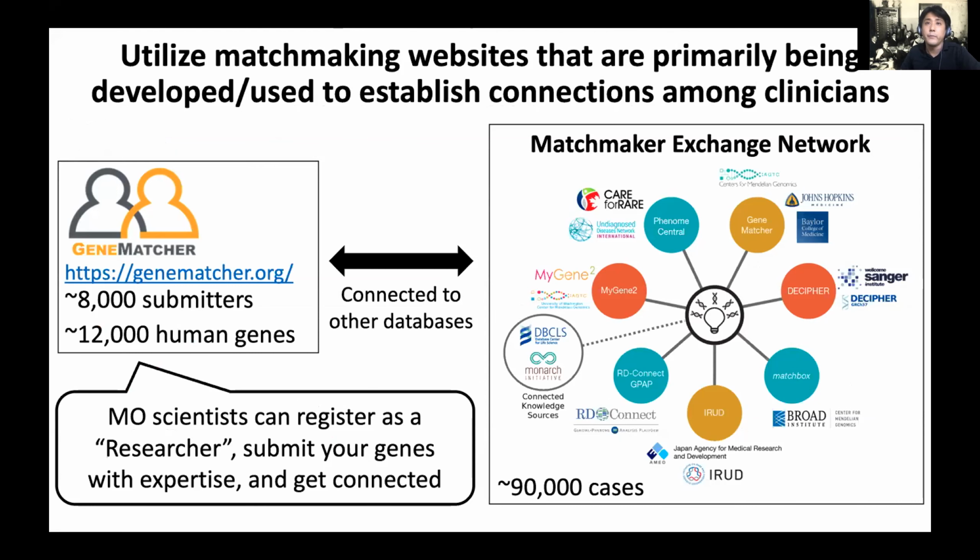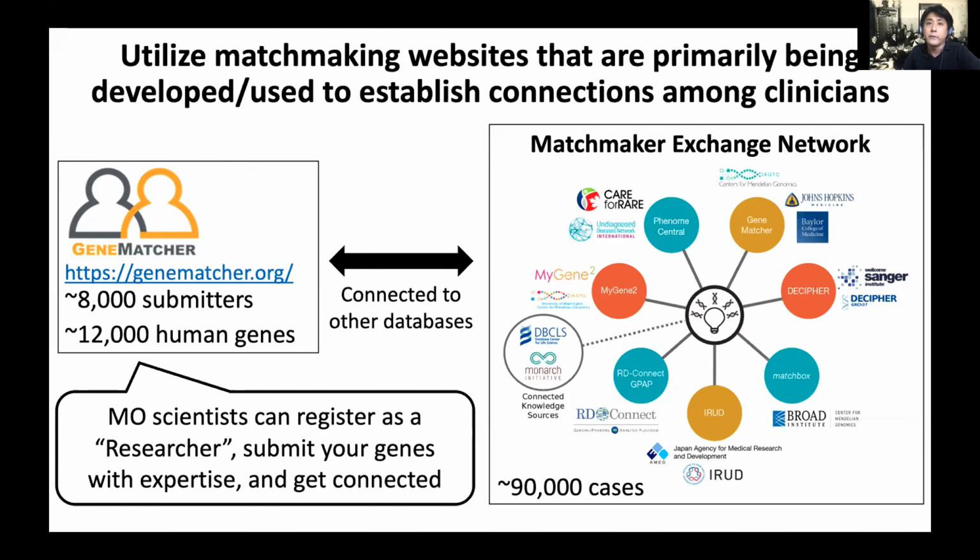Finally, there are a number of matchmaking websites that are primarily used by clinicians to connect with other clinicians to identify patients with similar genotypes and phenotypes. One such website is GeneMatcher, which was already introduced by Aya in her talk. Model organism researchers can register in the researcher category in GeneMatcher and submit your genes with expertise to connect with clinicians. GeneMatcher is further connected with many other matchmaking websites that make up the larger Matchmaker Exchange network.